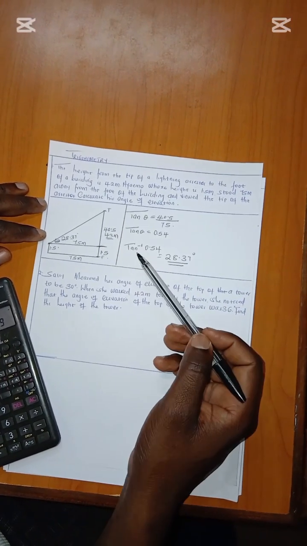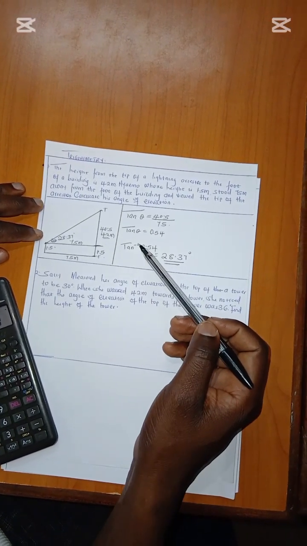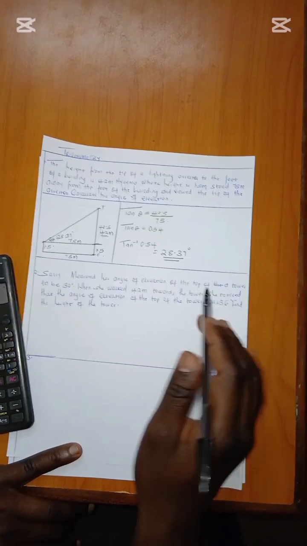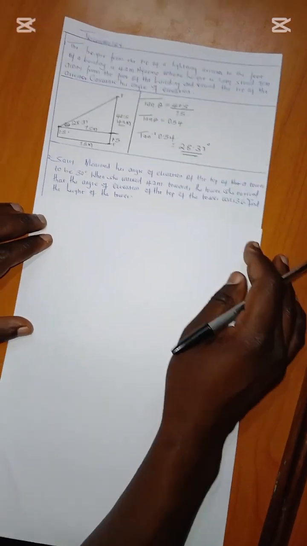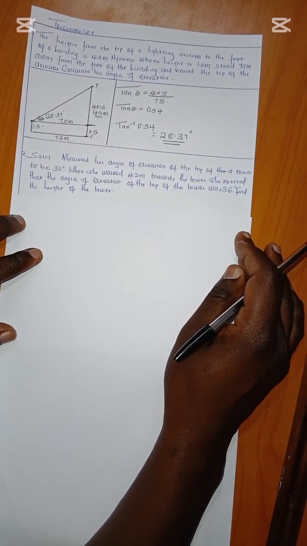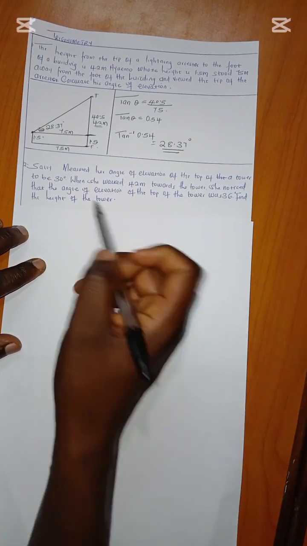Dear learner, that is the simplest way that you can calculate this problem. Otherwise, the secret is, first of all, understand what the question is saying, then interpret the question. Now, the second example is very interesting and very tricky if you don't understand.